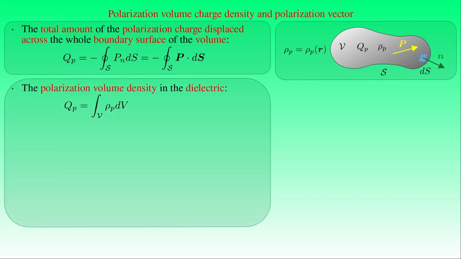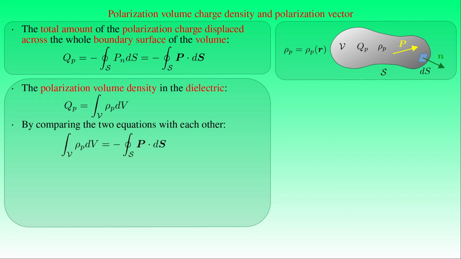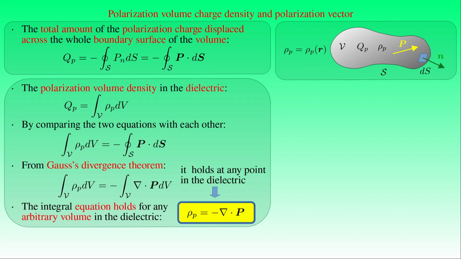Now we introduce the polarization volume charge density ρP such that its volume integral over the volume V gives the total amount of the polarization charge QP displaced into the volume V. By comparing the two equations describing the volumetric polarization charge with each other, we can write that the volume integral of the polarization volume charge density ρP over the volume V is equal to the negative surface integral of the polarization P over the boundary surface S of the volume V. If we apply Gauss's divergence theorem, then the surface integral on the right-hand side of the equation can be transformed into the volume integral of the divergence of the polarization P over the volume V. Because this equation holds for any arbitrary volume V in the dielectric, it must be valid at any point in the insulating material, and we conclude that the polarization volume charge density ρP in a dielectric is equal to the negative divergence of its polarization P.